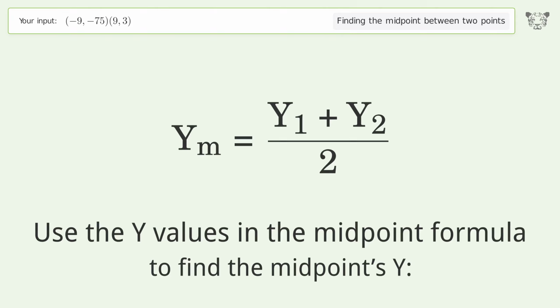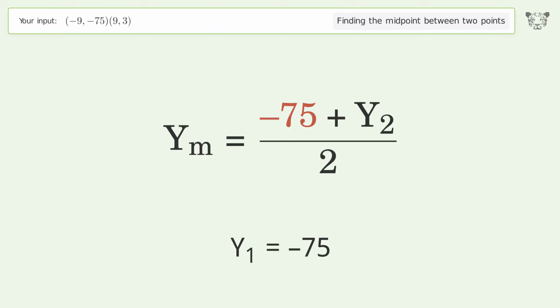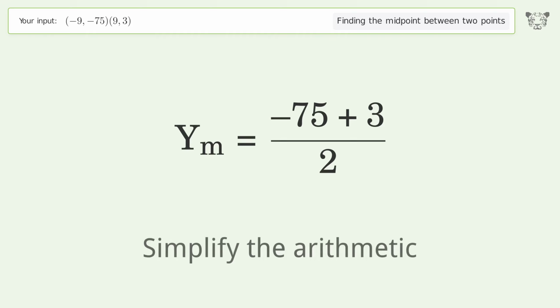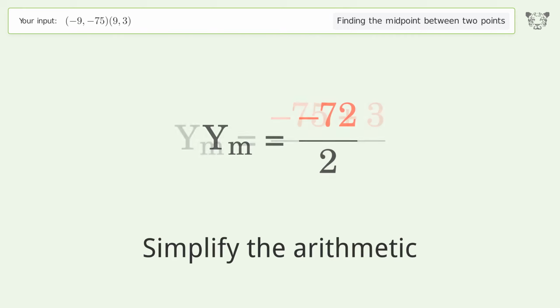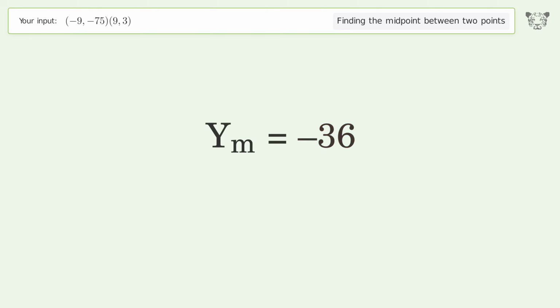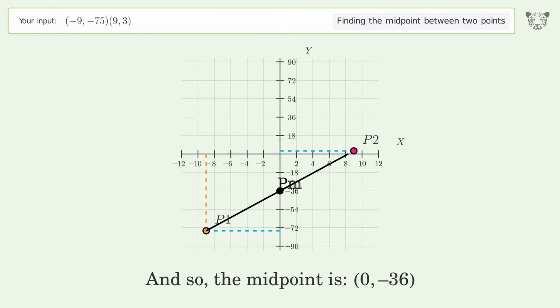Use the y values in the midpoint formula to find the midpoint's y. y1 equals -75. y2 equals 3. Simplify the arithmetic. And so, the midpoint is 0, -36.